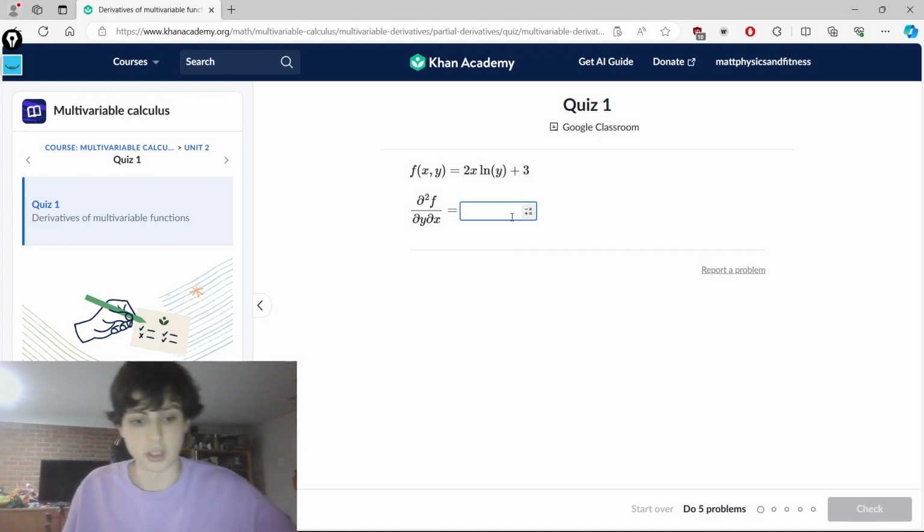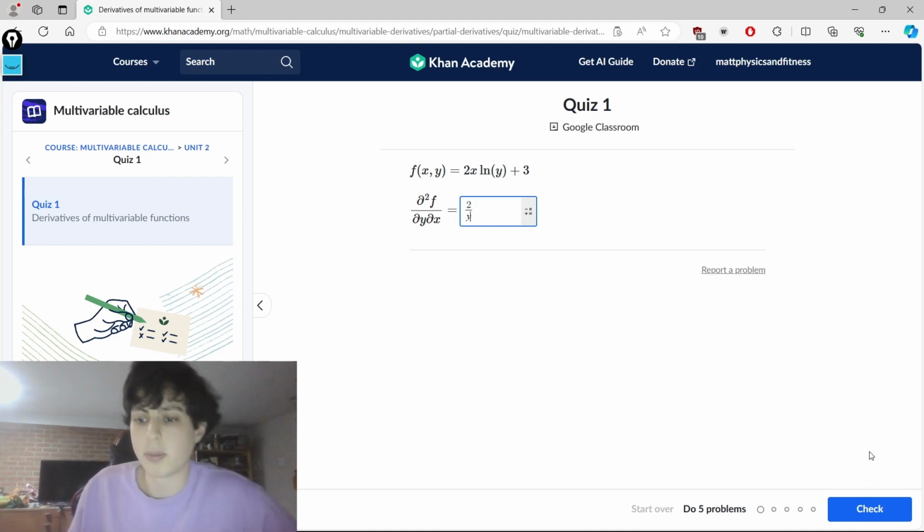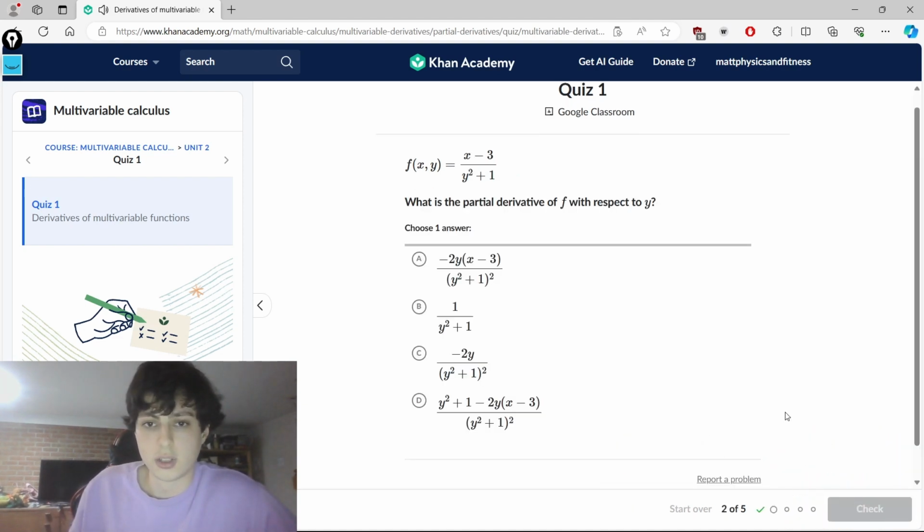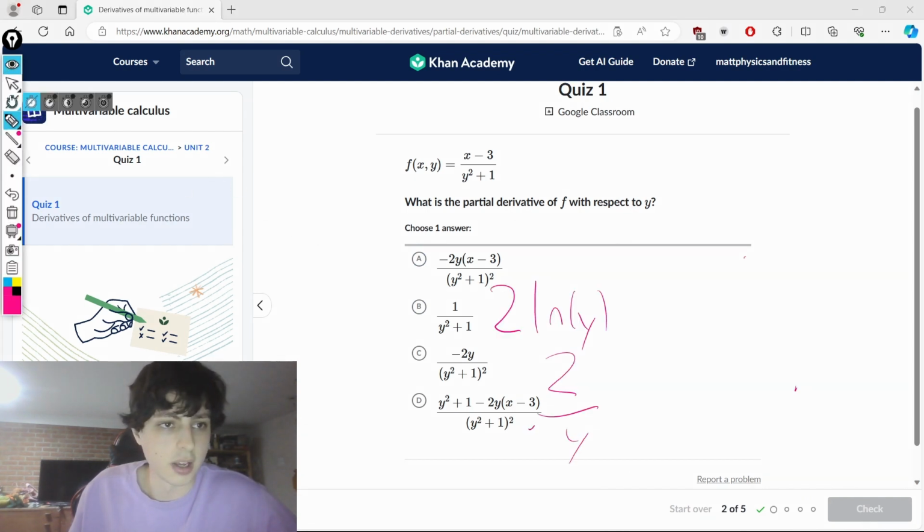Now this is the first question. If we got the first one right, I'd be pretty happy. Means we might be in a good spot. Let's go. Partial derivative of f with respect to y. I think we know what to do there. Take the derivative with respect to y.